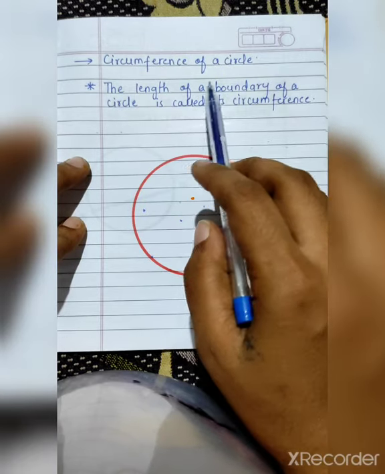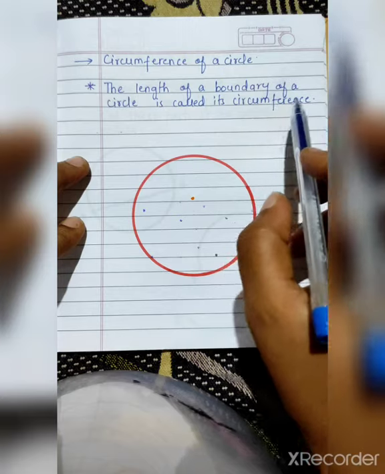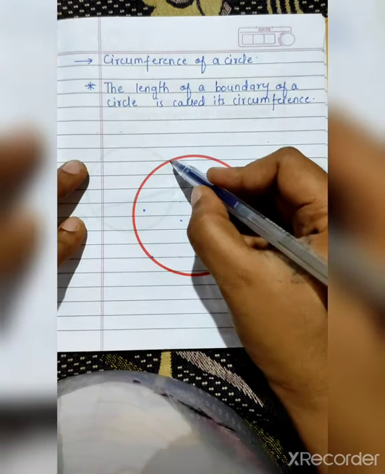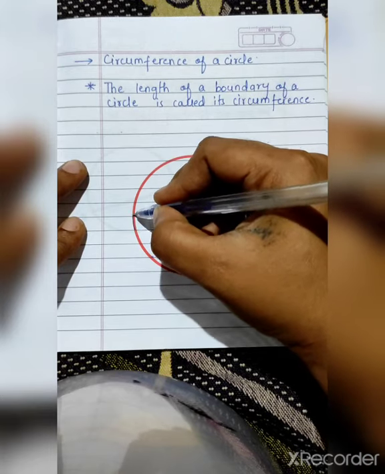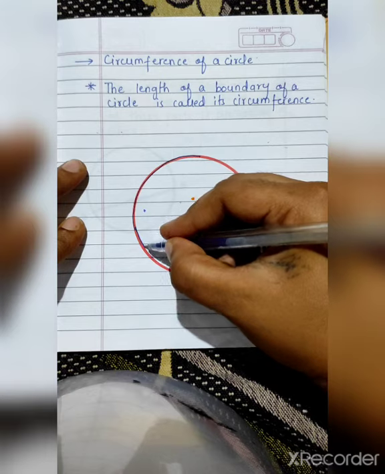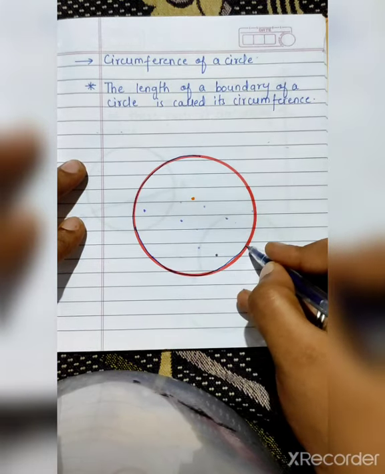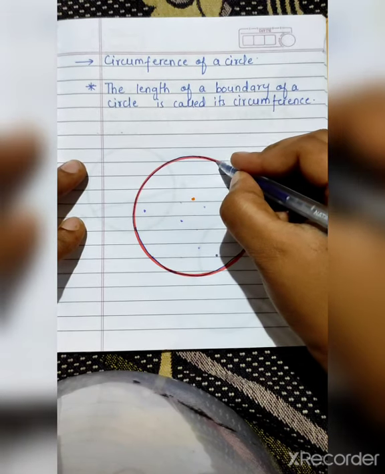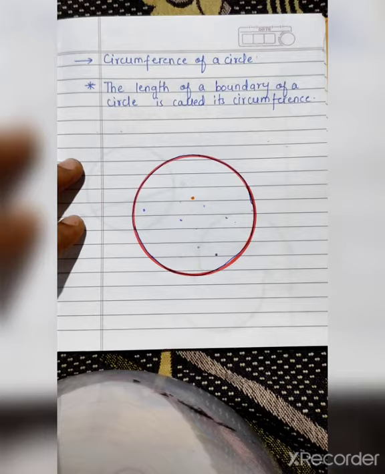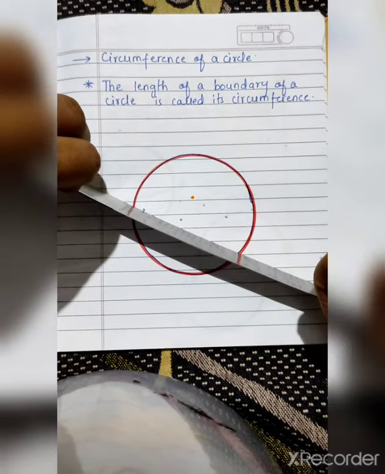The length of the boundary of a circle is called its circumference. Now students, the boundary means this one which I am making a line over here. This is the boundary of a circle. To measure this circumference, the boundary of the circle, you cannot use the scale. Can you use this scale? No, because we cannot bend this scale like this.